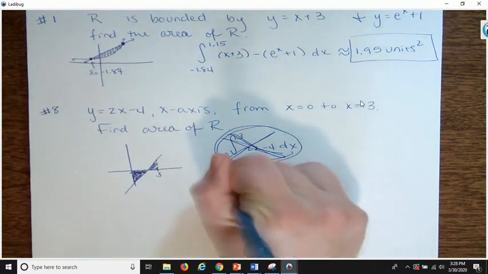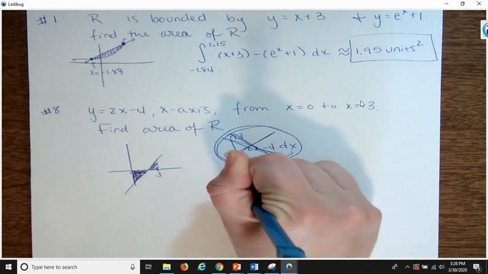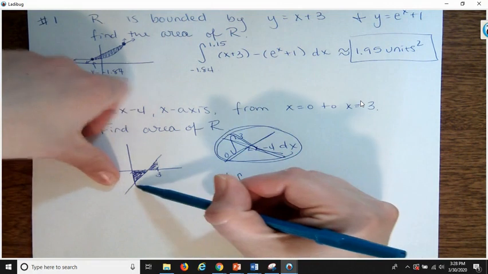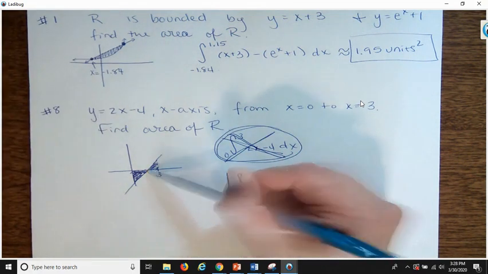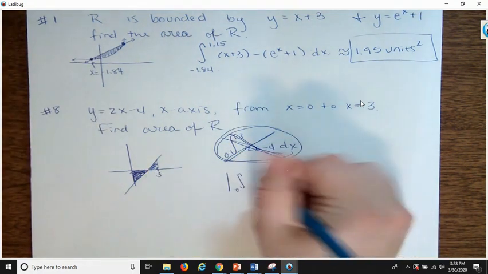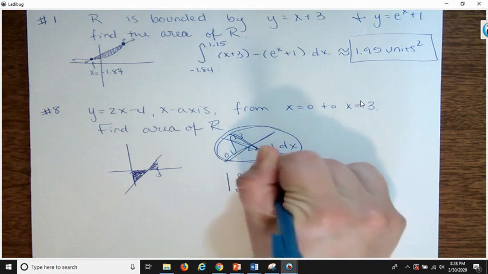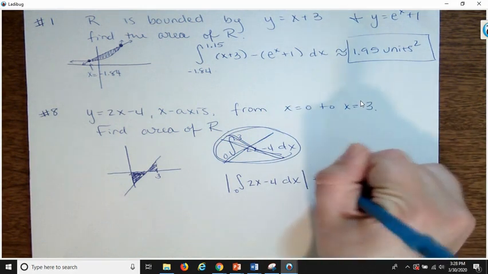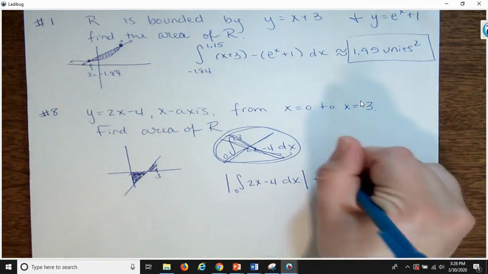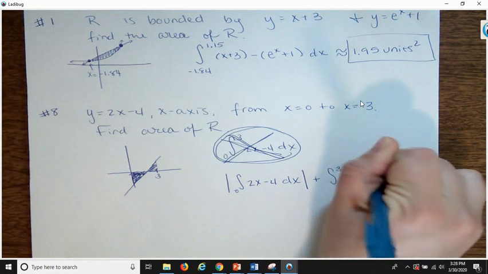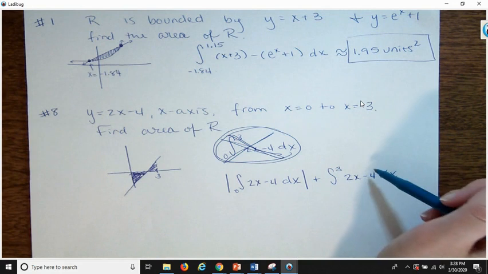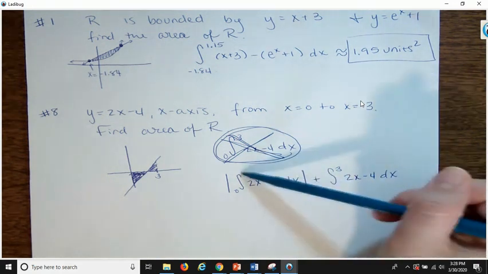We force the negative part to be positive by writing it as absolute value. Okay, so we're going to have the absolute value from here to whatever that point is. So from 0 to something, we're still using our same function. Okay, and we're going to add on the integral from whatever that middle point is to 3 of the same function. And this will be positive, so we don't have to force it to be positive using the absolute value. Now, we need to figure out what this middle point is right here.